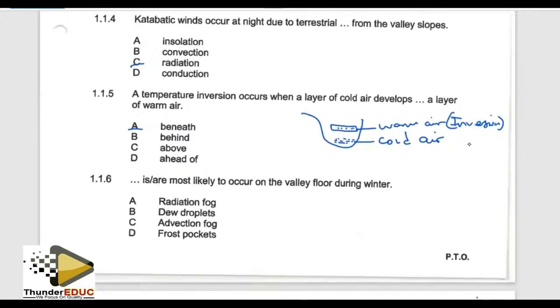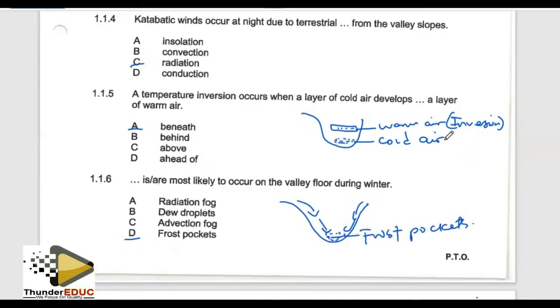Number 6, frost is most likely to occur on the valley floor during winter. So on the valley floor during winter, they will form frost pockets in a valley. Like this, we know that whenever cold air subsides in the valley bottom, it's going to collect at the bottom here, forming our frost pockets.